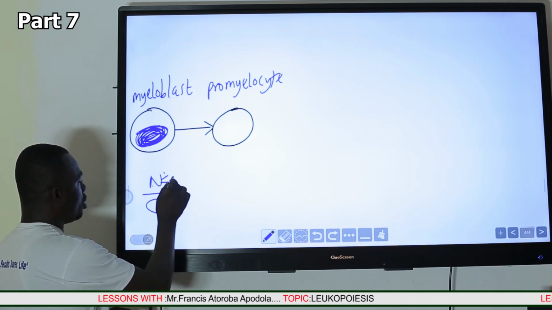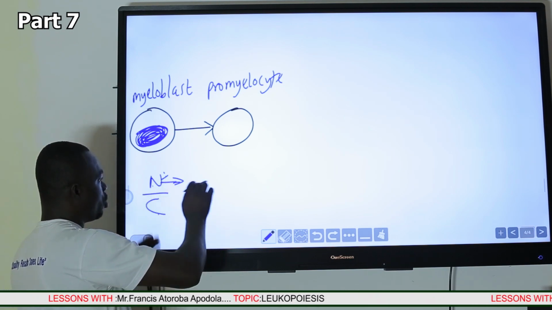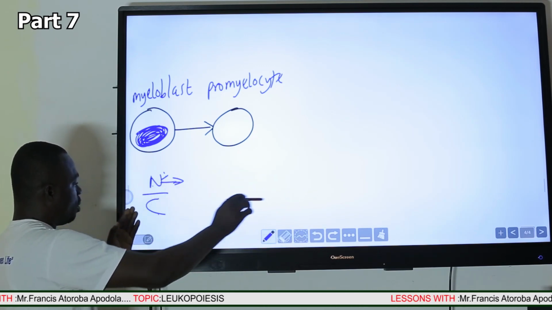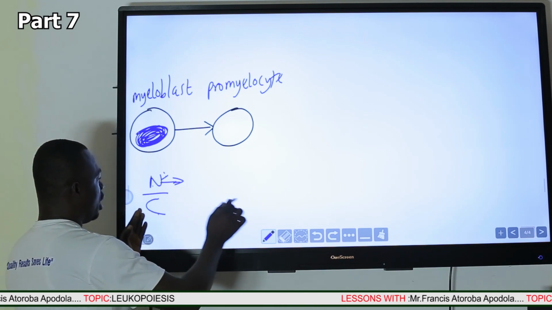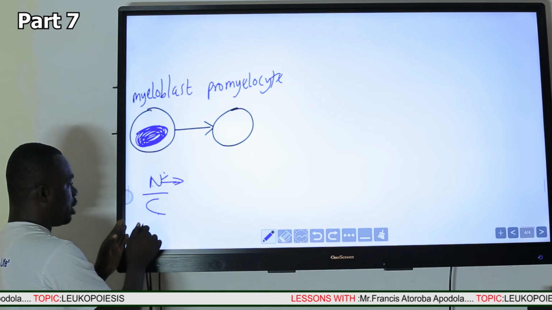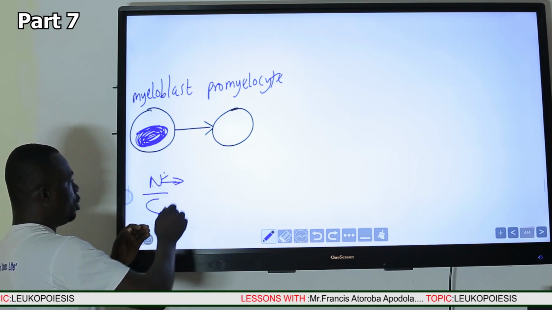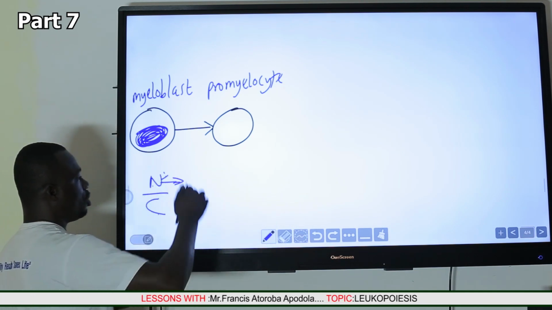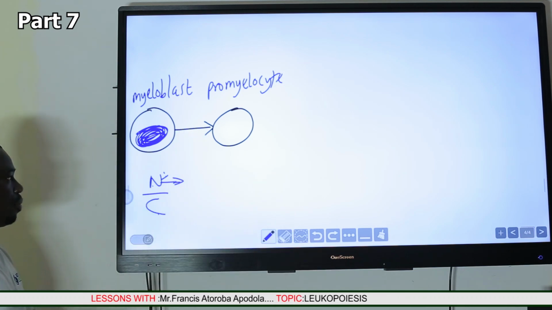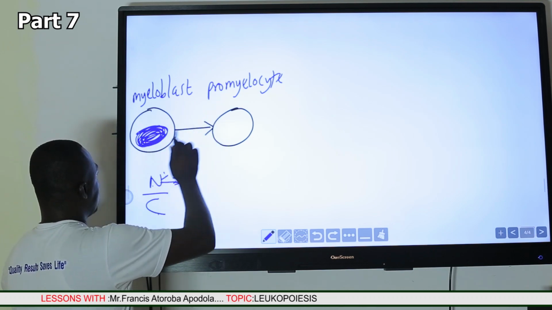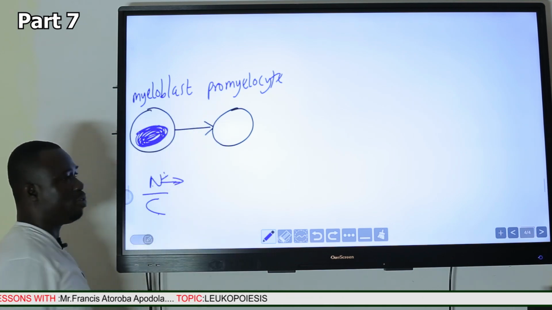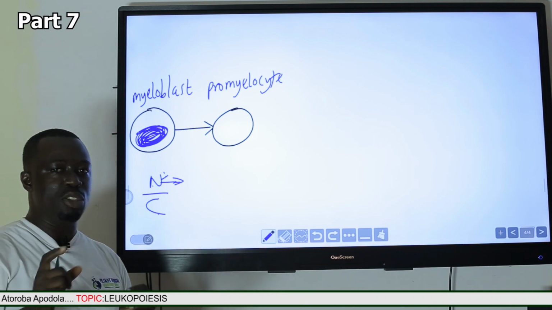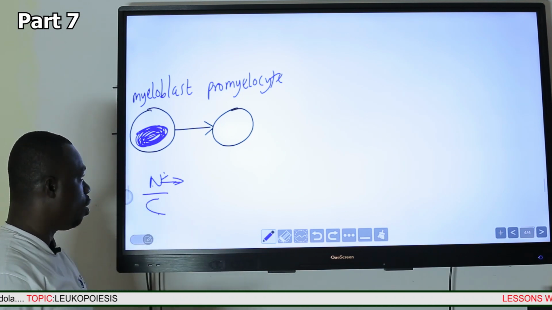However, as the nuclear size is reducing as the cell is maturing, it creates a space in the cytoplasm, and this implies that the nuclear cytoplasmic ratio will decrease because we will now have a smaller nucleus divided by a larger cytoplasm, and that will result in a reduction in the nuclear cytoplasmic ratio. And so in the cytoplasm of the myeloblast, it actually appears scanty. We do not see any noticeable granules in the cytoplasm of the myeloblast.